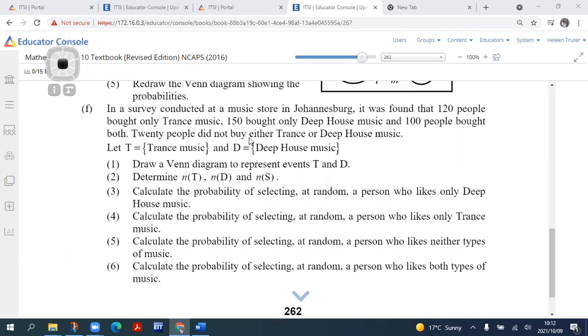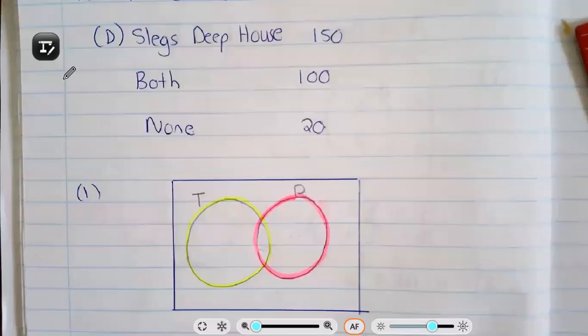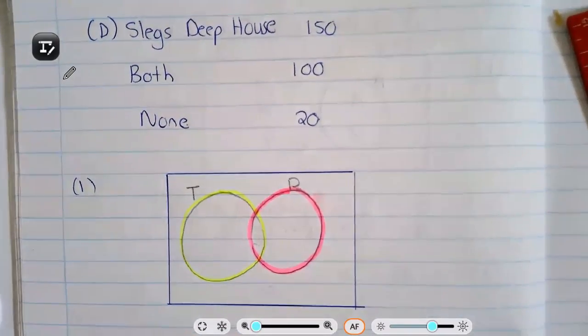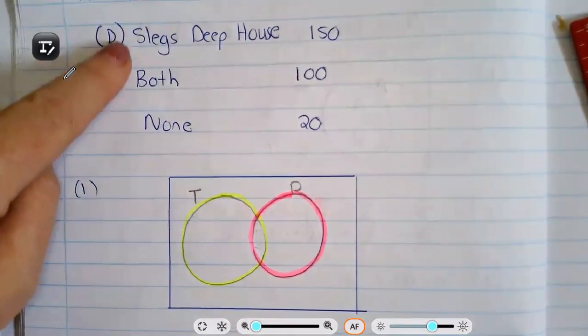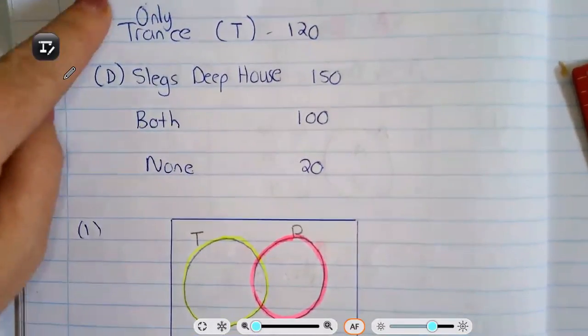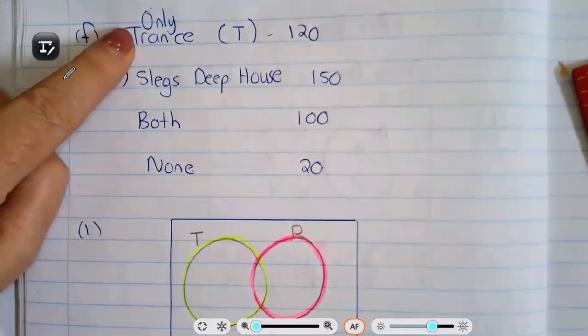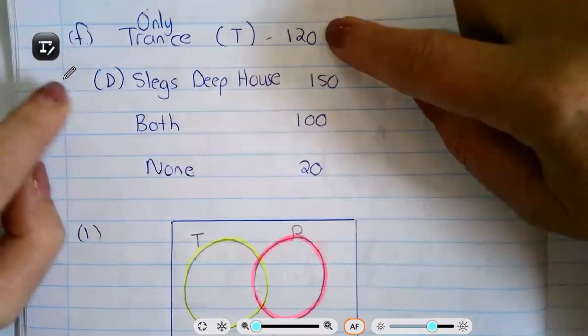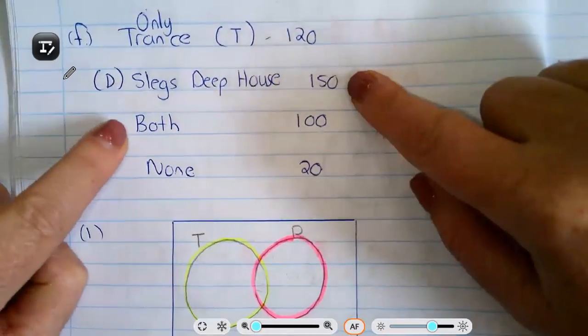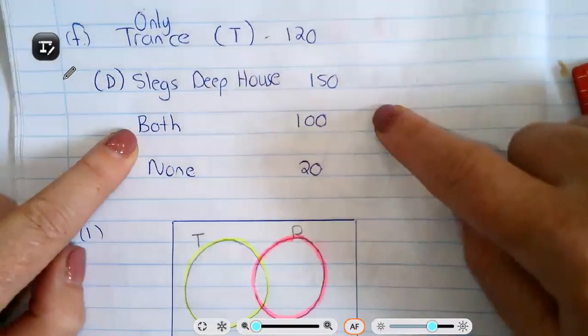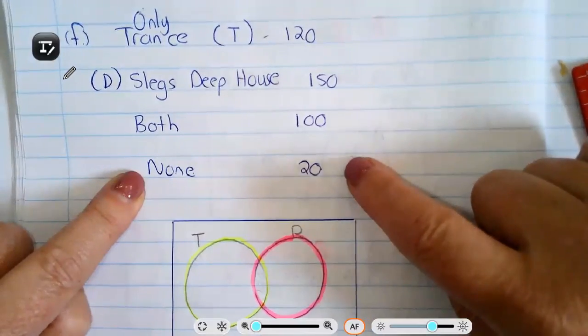20 people did not buy either trance or deep house. Let T be the trance music and D be the deep house music. Draw a Venn diagram to represent events T and D. So ek het vir myself 'n opsommingkie gemaak soos ek lees. Net eers gekyk wie het wat gekoop. So, slegs trance music is 120, slegs deep house is 150, beide is 100, en geen van die twee, none is 20.